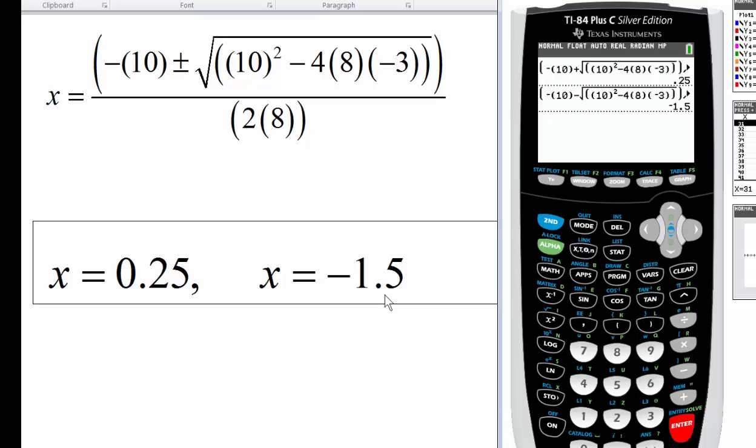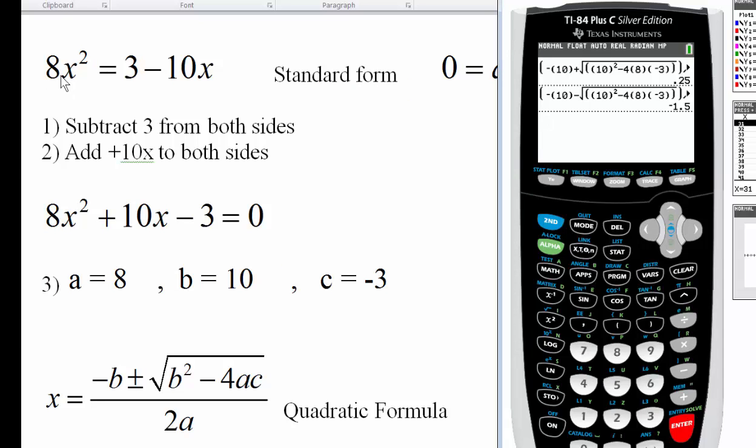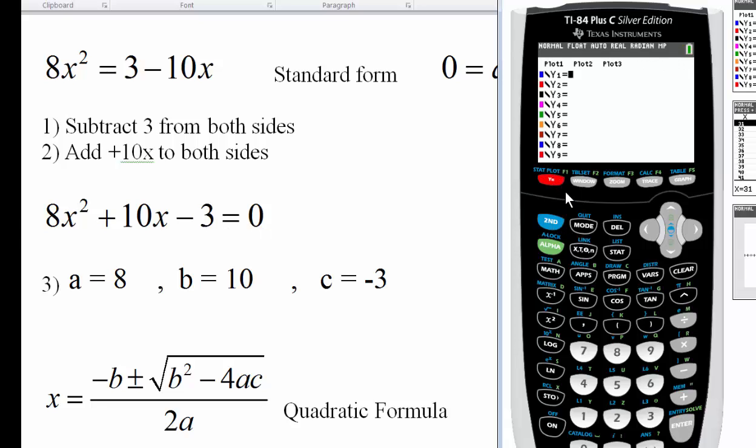So now let's verify this graphically. We can graph both sides of our equation. This was my original equation, the 8x squared equals 3 minus 10x. So we could actually graph both sides of this equation. We could graph y1 is 8x squared and y2 is 3 minus 10x. Or we could graph 8x squared plus 10x minus 3 as y1 and 0 for y2. So that's what I'm going to do.